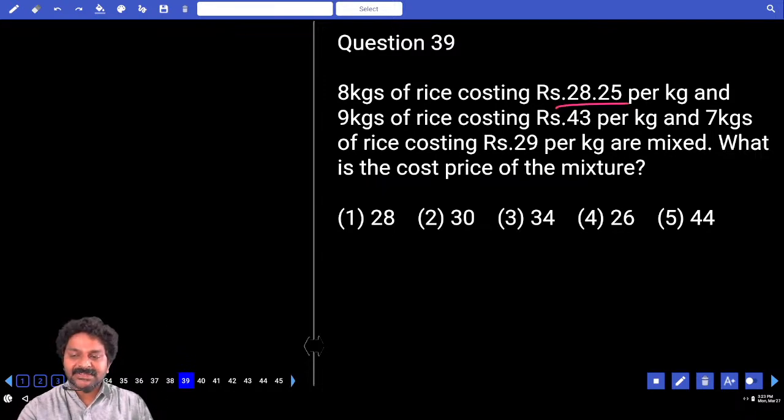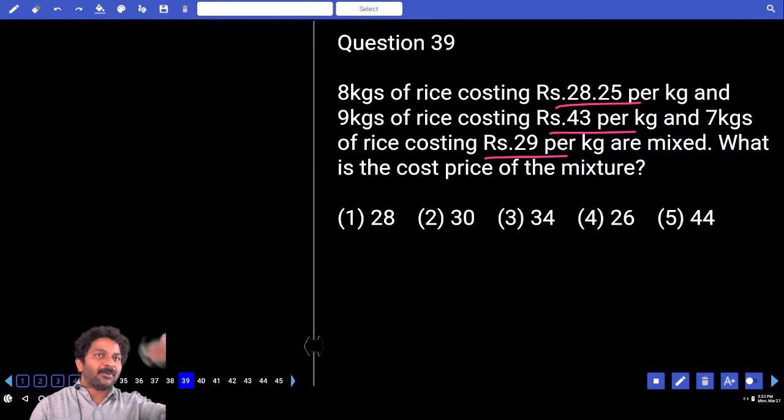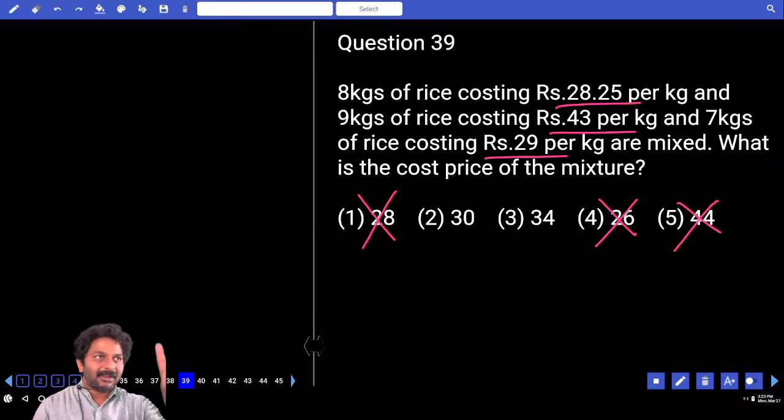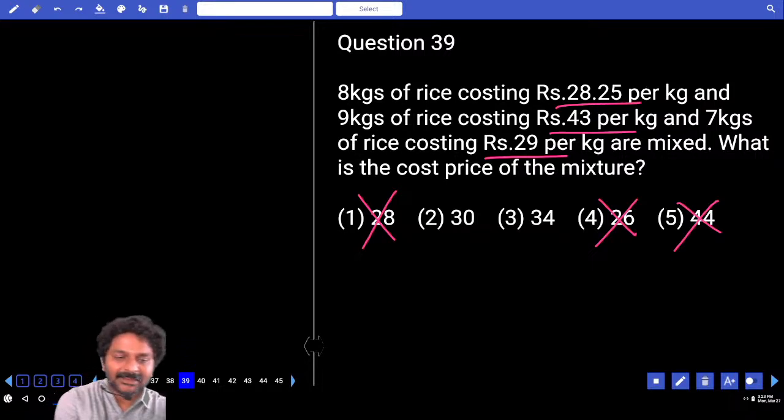Out of given prices 28.25, 43 and 29, what is least number? So our average must be more than 28.25. First option eliminated, fourth option eliminated, correct? What is highest price? 43. Then average must be definitely less than that number. Fifth option also eliminated. Got it? So answer is either second option or third option. Like that, if you can eliminate 4 options, you don't have to solve the question. Now we have 2 options, so we have to calculate this.